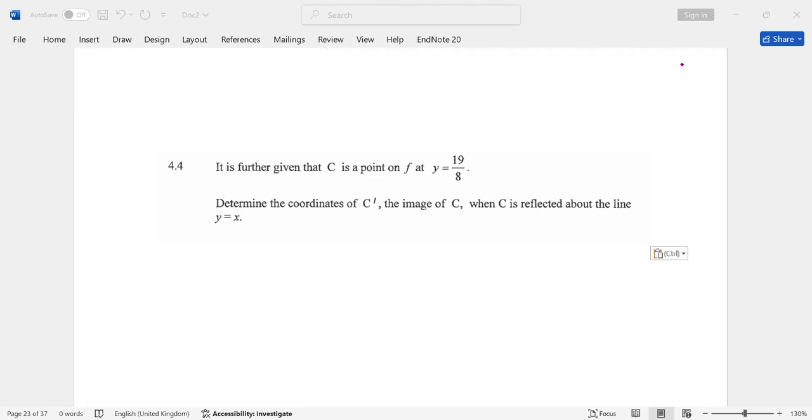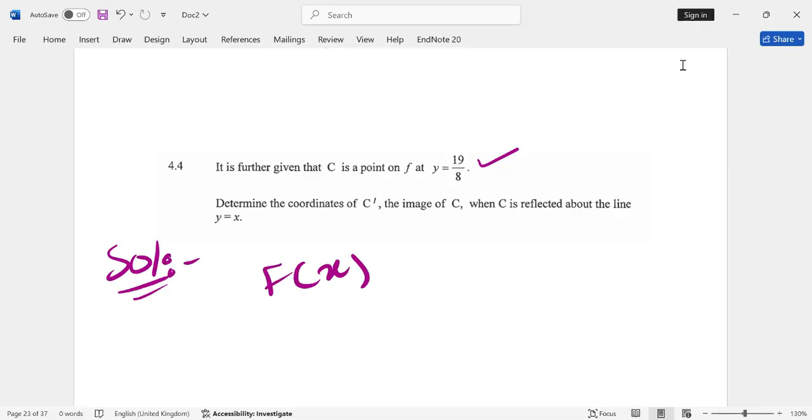Now, the next question is 4.4. It is further given that C is a point on f at y equals 19/8. Determine the coordinates of C', the image of C when C is reflected about the line y equals x. All right, first we need the coordinates of point C. We are given that C is on f at y equals 19/8, so we have to find the x coordinate of C.